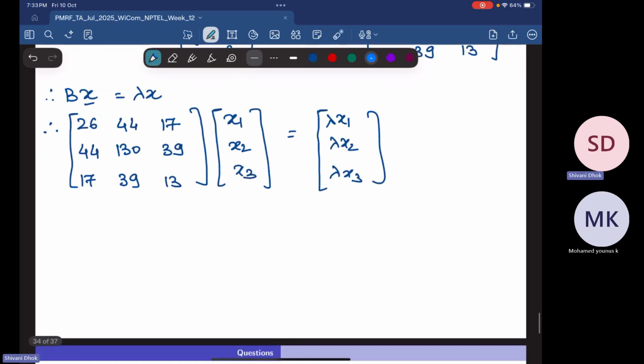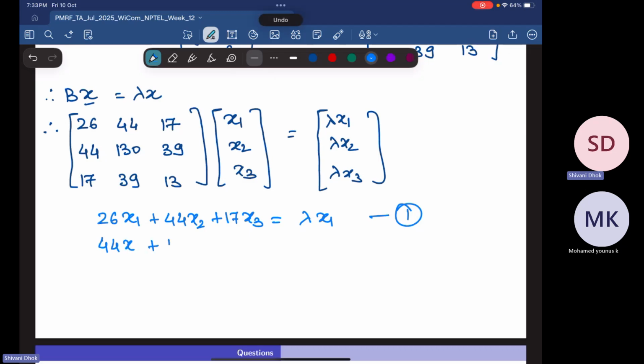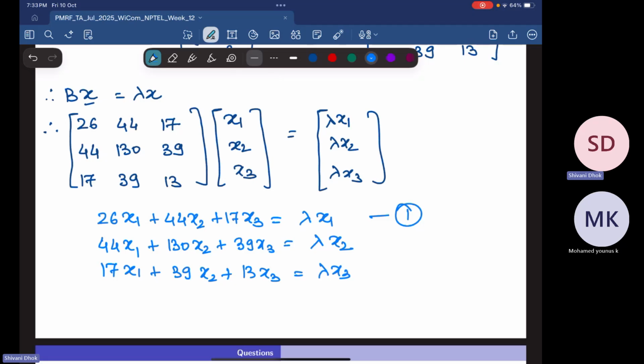The three equations that I get are 26x1 plus 44x2 plus 17x3 equal to lambda times x1. Let's say this is equation 1. Then I'll have 44x1 plus 130x2 plus 39x3, equal to lambda times x2. And 17x1 plus 39x2 plus 13x3, which is equal to lambda times x3. Then I have equation number 2 and equation number 3.